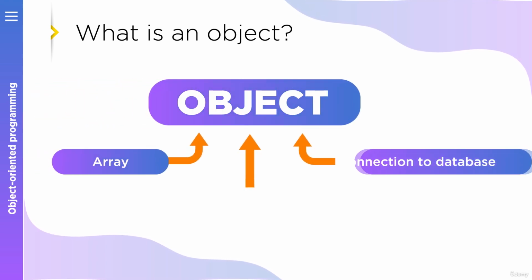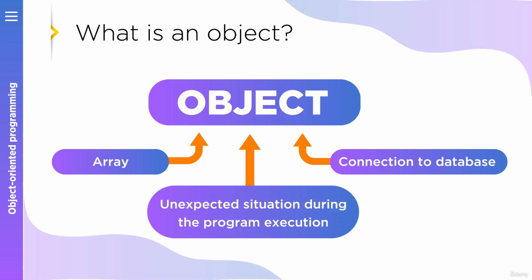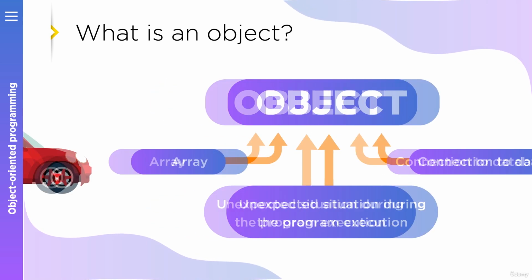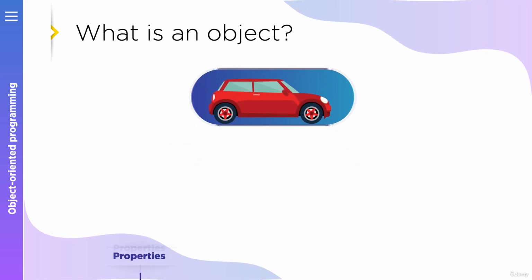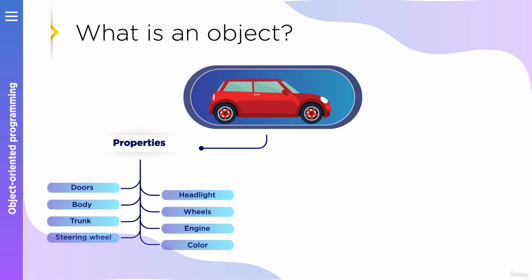An array is an object. A connection to a database is an object. An unexpected situation during the program execution is an object. But this definition is very vast. We need more specifics. And let me simplify the definition of the object. Imagine a car. A car has doors, headlights, body, wheels, trunk, engine inside it, steering wheel, color, and lots more. What we have just described is called a data structure. We describe something abstract with key properties which allow us to distinguish a car from a plane.